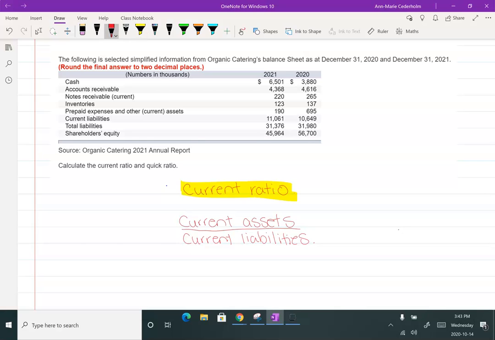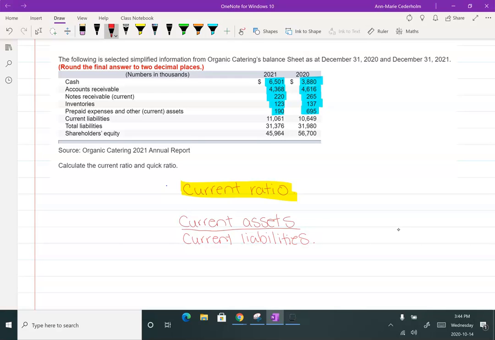Okay, so I need to know what my current assets are. If I was looking at a balance sheet, it would be very easy because I can just take the title that says total current assets. But in this case, it's not organized like that for me. So what I'll do is highlight my current assets. I know that cash, accounts receivable, notes receivable because it says current, inventories, and prepaid expenses are all current assets.